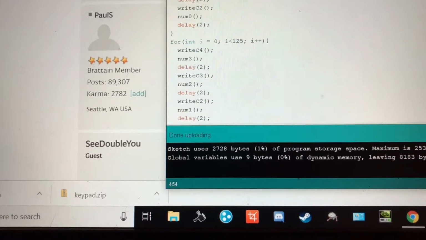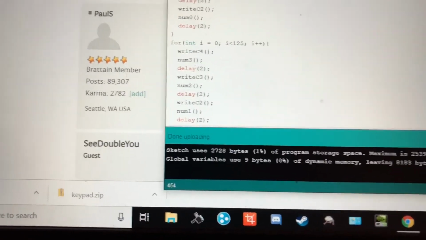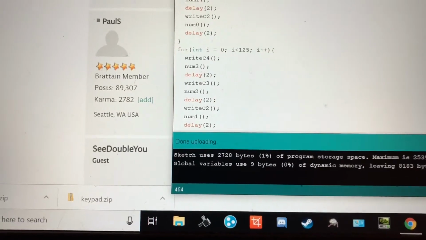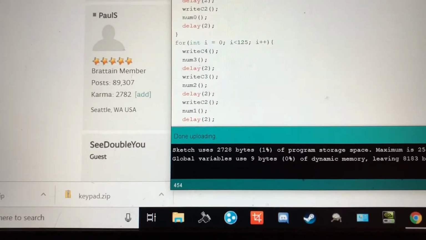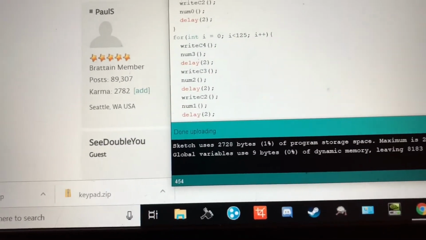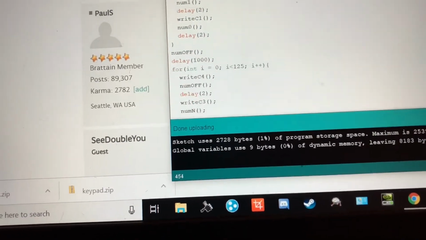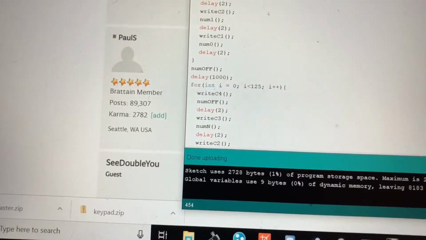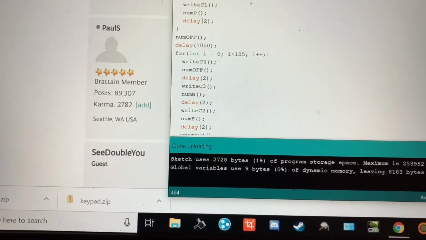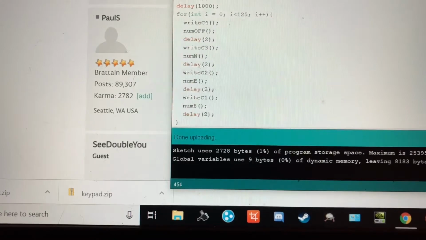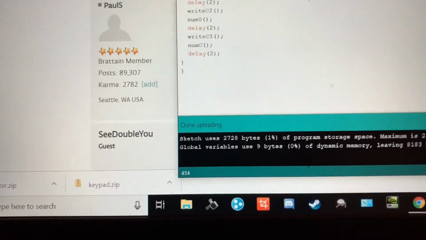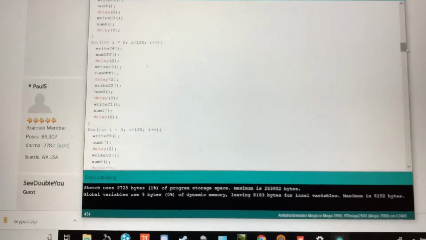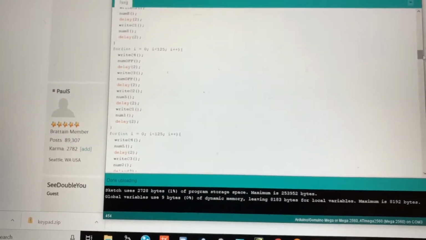And here I just have a thing that goes to the fourth common pin and does number four, waits 2 milliseconds, goes to the third one, number two, you get the idea, and then it turns off all the numbers, and then does the same thing, but makes it say Ben is cool. So that's how that code works, and that just loops that.